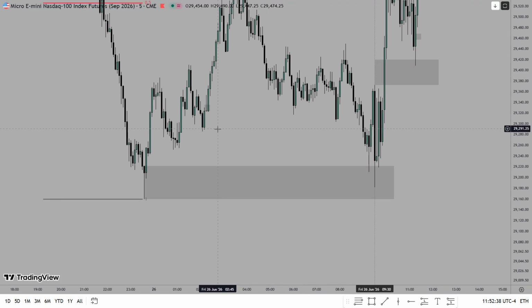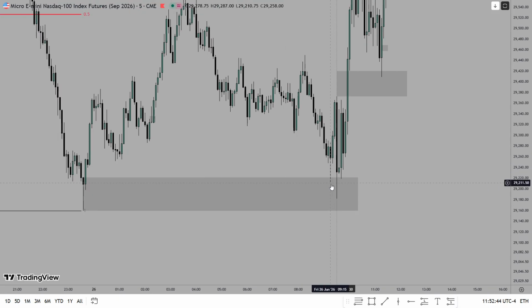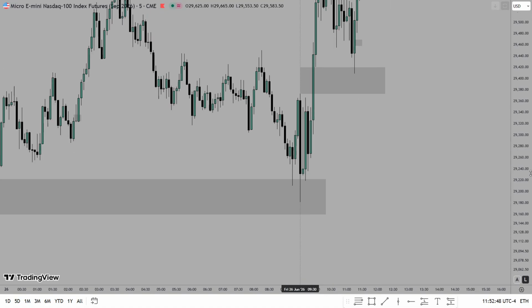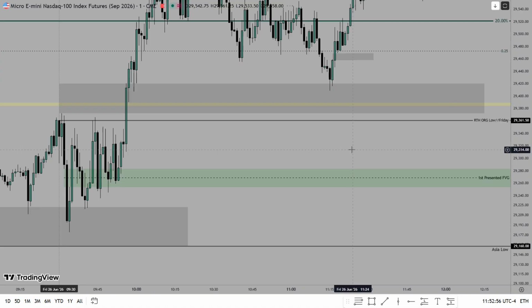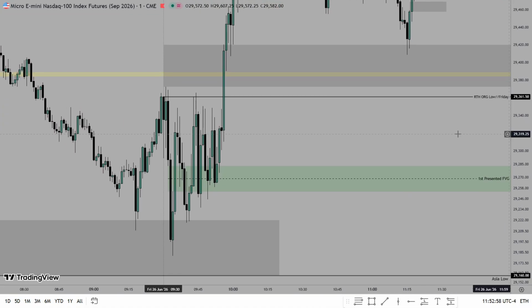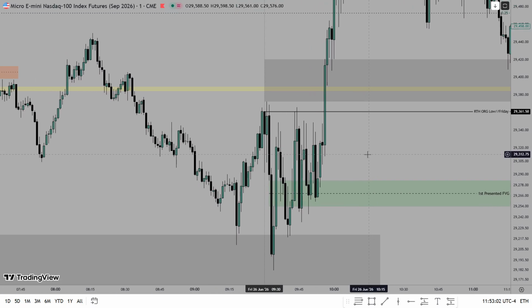So I marked this order block as the last line of defense, and when price traded to it and gave a rejection from that area, I was looking for price to close above this inversion fair value gap. When price confirmed this inversion fair value gap, I came to the lower time frame and used this fair value gap for my entry, and then I got stopped out.